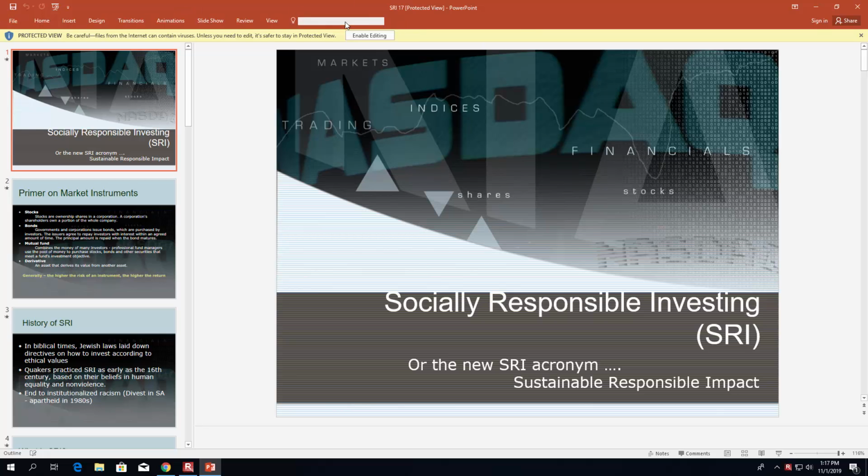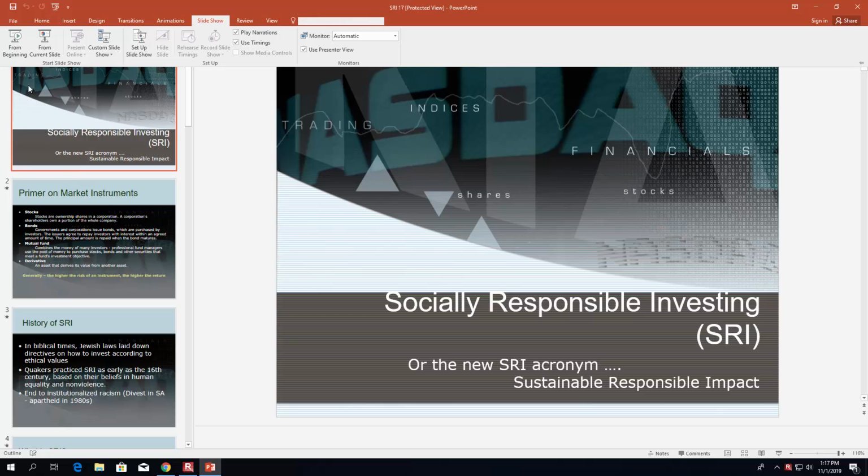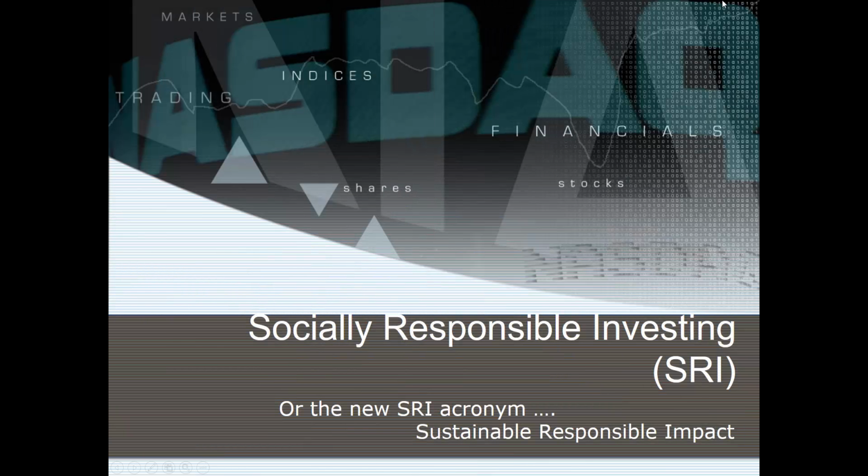Okay, so we're going to take a look today at socially responsible investing. The acronym is SRI. As so many of these areas are evolving, this whole idea of socially responsible investing is transitioning into this idea of socially responsible impact. So not just am I putting my money into good investment tools and instruments, but how do I measure the impact that those companies and organizations are having on their communities and all the stakeholders that we've been talking about.